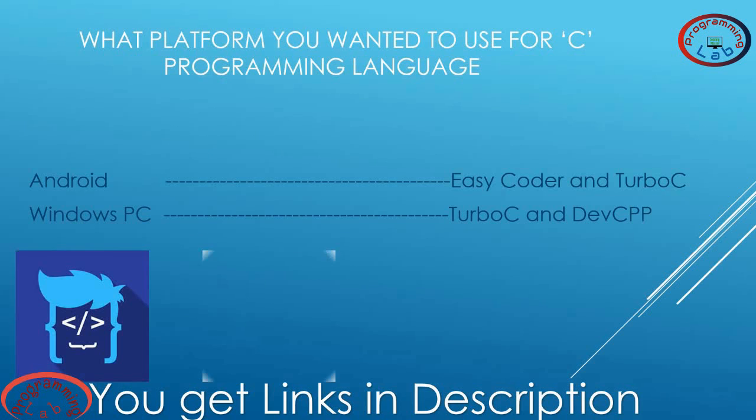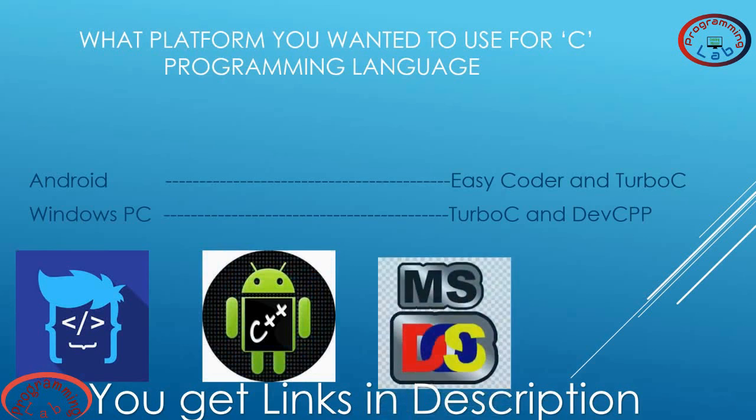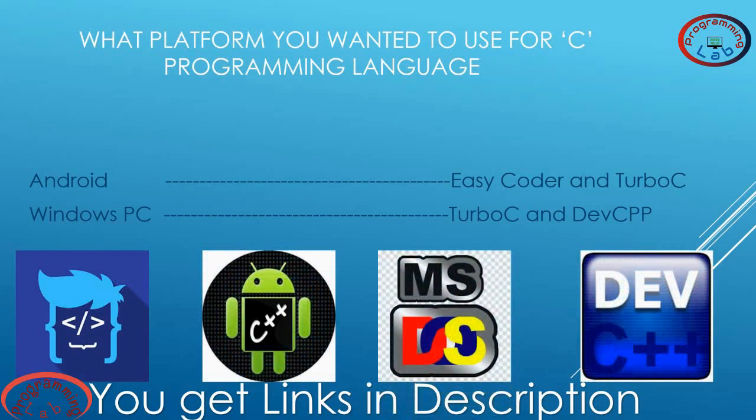If you want to learn and compile this language on your Android phone, then you should go to Play Store and search for EasyCoder or Turbo C for compiling your code. If you want to learn and compile this language on your Windows PC, then you should go to Google and search for Turbo C and DevCpp.